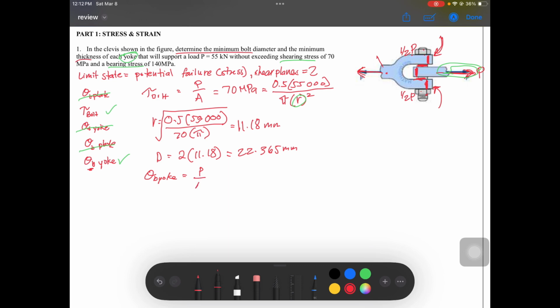So, P over A. Ano ang bearing stress natin? It is 140 MPa. And then, what is our axial? So, bearing stress ng yoke, nandito yan. Dalawang sides din, so i-divide mo, maghahati ang load into 2, 1/2 sa isang yoke, and then 1/2 din dun sa kabila. And then, what is our bearing area?